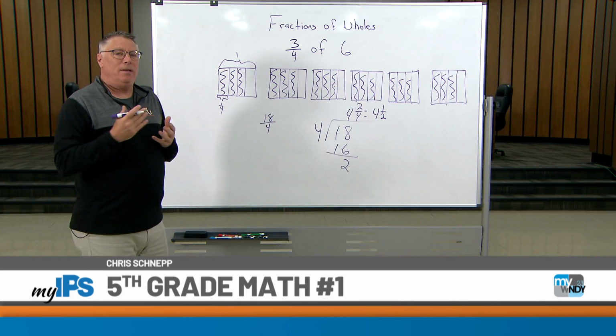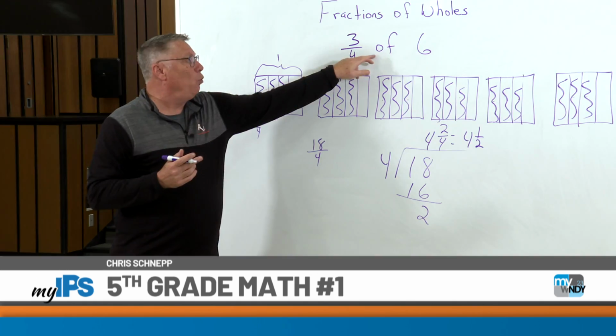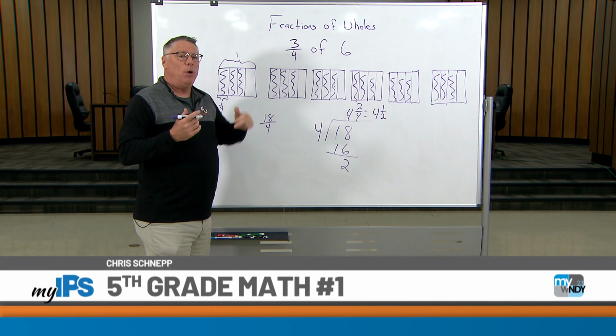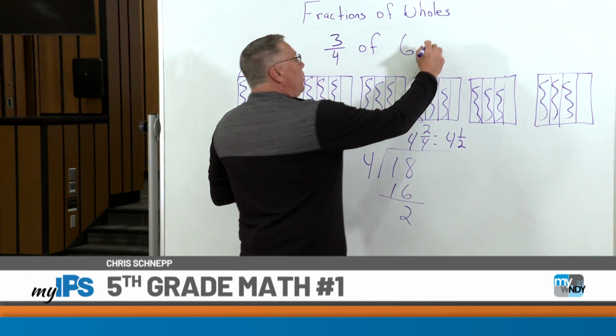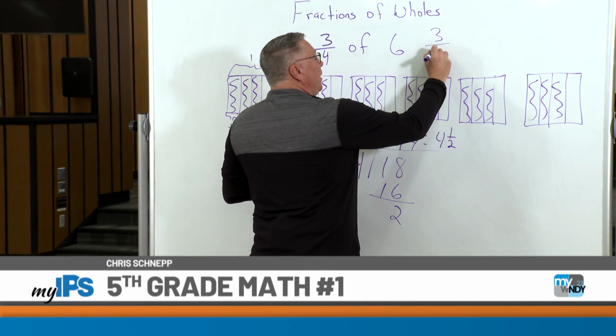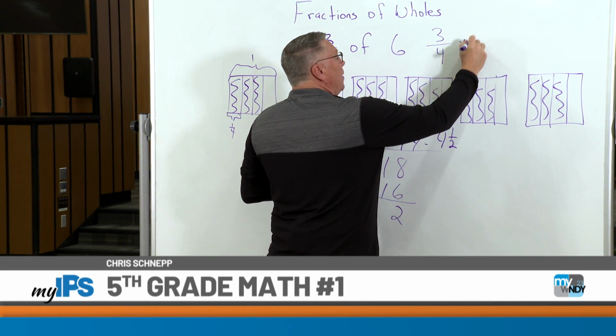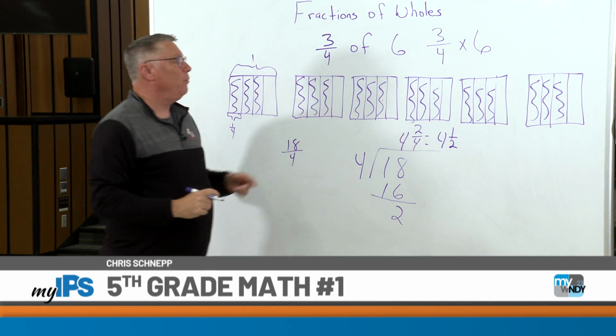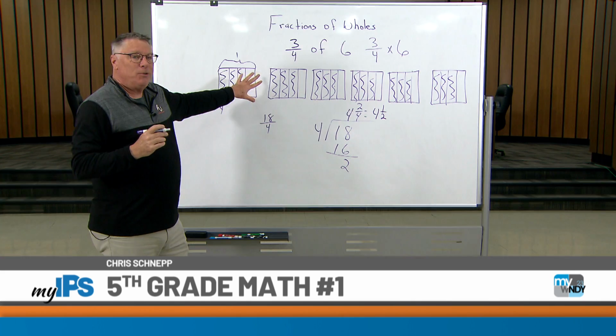Okay, I want to do the algorithm part of it, and we've talked before. We know that of means multiply. Okay, so we're going to change this problem. We'll rewrite it as 3/4 times 6. Same thing that we have here, that we have demonstrated here.